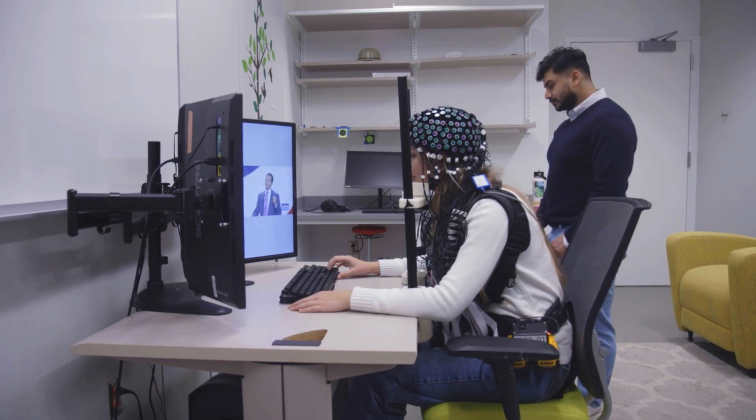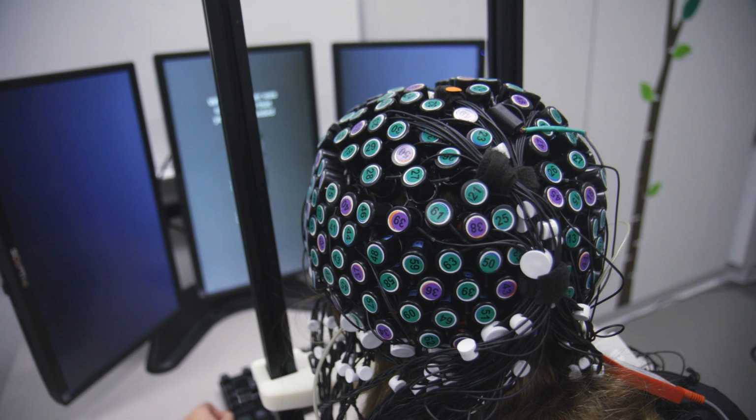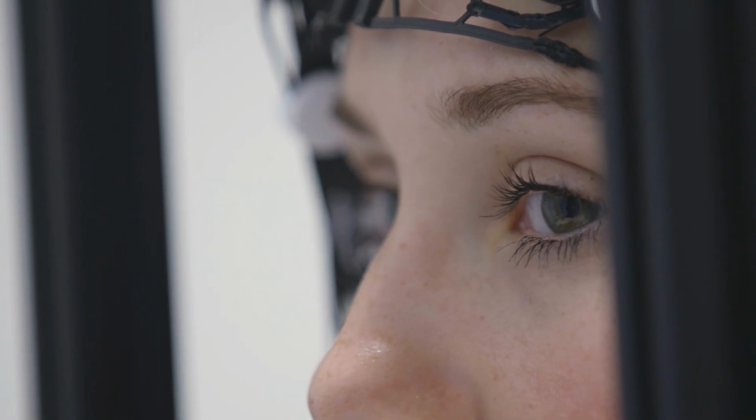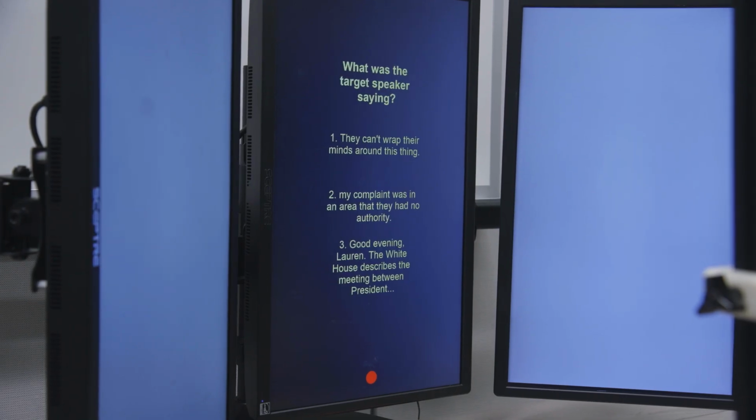So you could imagine building a system that's steered by the attention of the subject to the location that they actually want to attend. And then you would use the algorithm to stream the sound from that location and essentially cancel out the sounds from other locations.